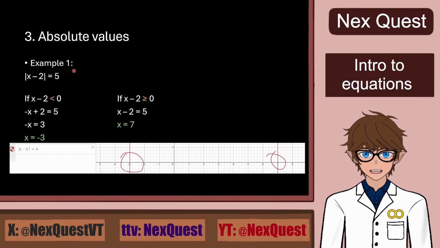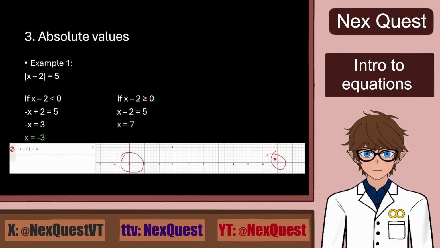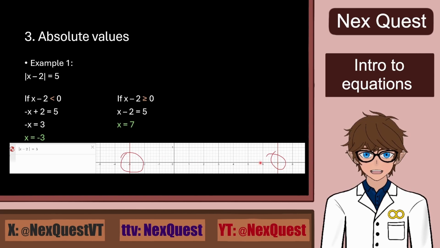Here we see we get 2 points, minus 3 and 7. Only these two, either of them, are the solutions. And of course, we will be looking at the x value, not the y value. So if we look at the x value on this line, we see that 7 and minus 3 are both marked by this equation. This means that these two are the only results.